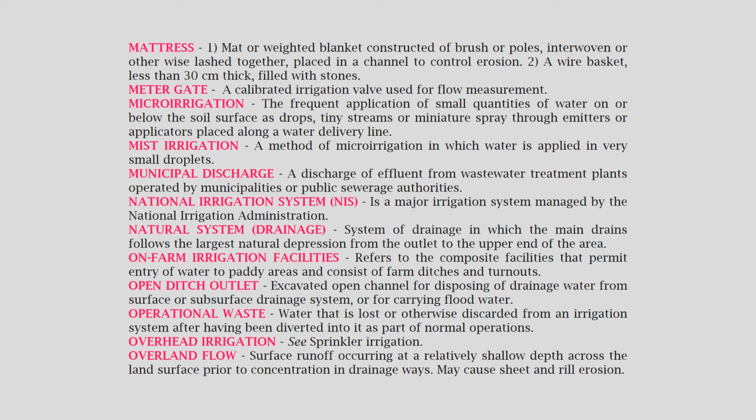On-farm irrigation facilities refers to the composite facilities that permit entry of water to paddy areas and consist of farm ditches and turnouts. Open ditch outlet: an excavated open channel for disposing of drainage water from a surface or subsurface drainage system, or for carrying flood water. Operational waste: water that is lost or otherwise discarded from an irrigation system after having been diverted into it as part of normal operations. Overhead irrigation: see sprinkler irrigation. Overland flow: surface runoff occurring at a relatively shallow depth across the land surface prior to concentration in drainage ways. May cause sheet and rill erosion.